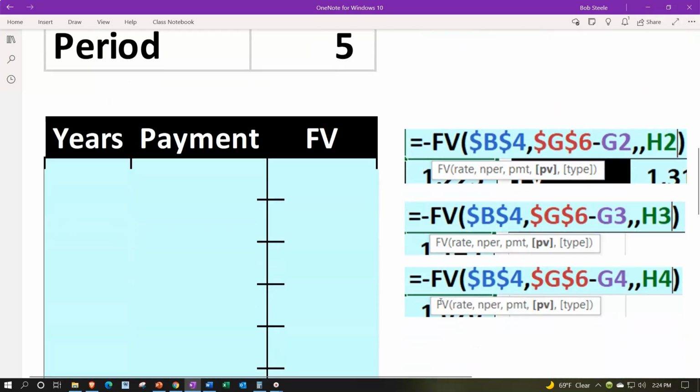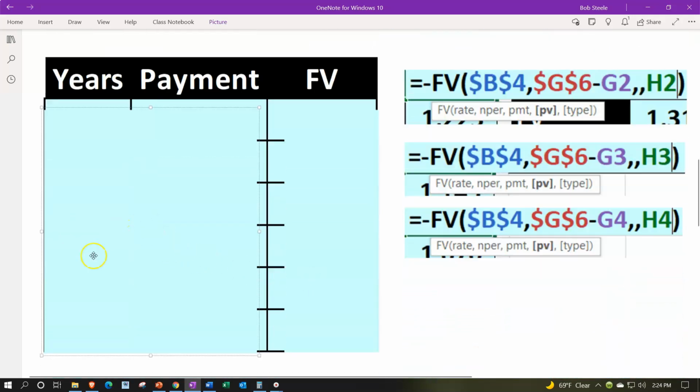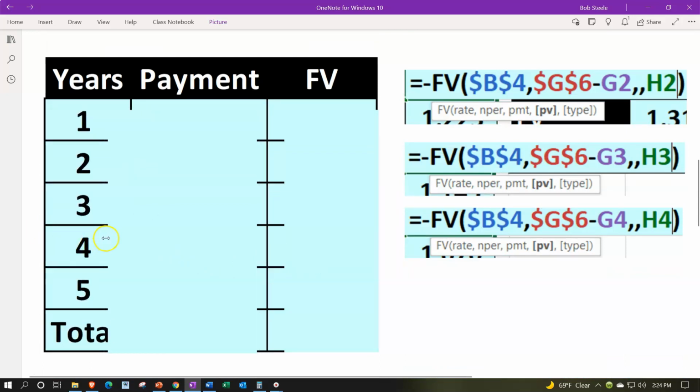But we could break that down into a series of 5 payments, and then instead of doing annuity calculations, we do simply 5 future value of 1 calculations, and then we could just add up those 5 future value calculations.